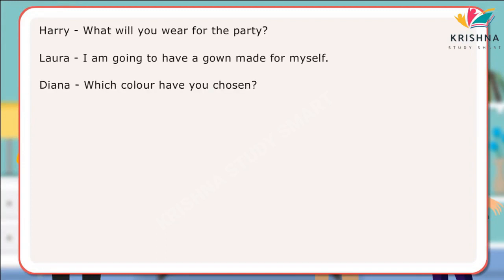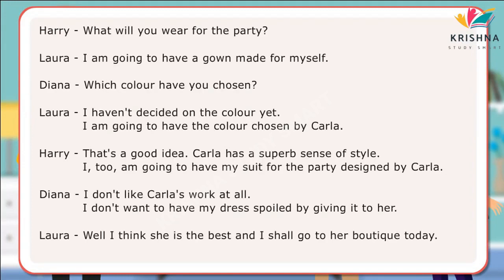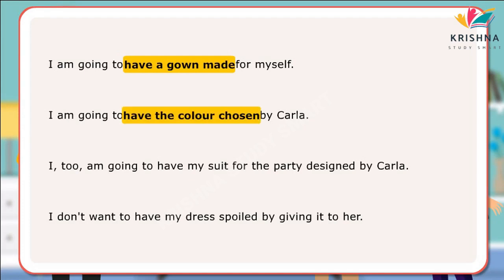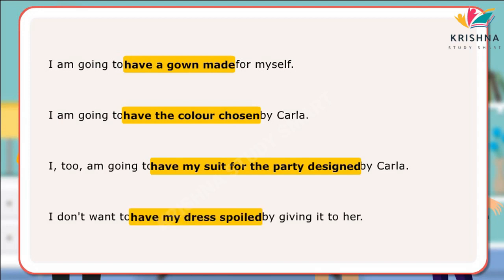Well, I think she's the best and I shall go to her boutique today. In the dialogues, Harry, Laura and Dinah have used have something done to express that they would take the help of someone else to do something for them and also to express that something bad would be done to one of them by someone. Here are examples of sentences using have something done. I'm going to have a gown made for myself. I'm going to have the color chosen by Carla. I too am going to have my suit for the party designed by Carla. I don't want to have my dress spoiled by giving it to her.